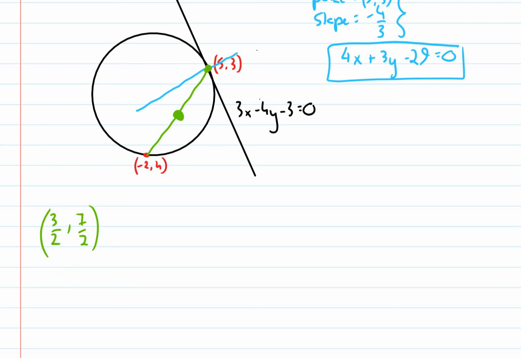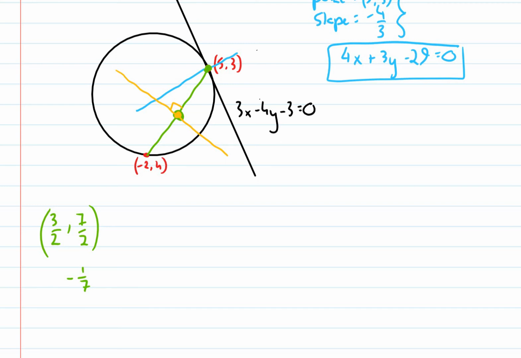Sorry, man. The slope is minus 1 over 7. So that's for the green line. Now we're going to look for the equation of this line, the line perpendicular to the green chord that crosses the point here, which is 3 over 2, 7 over 2.